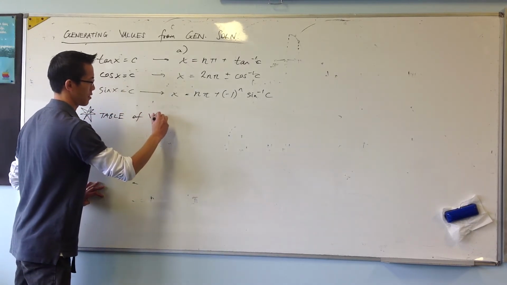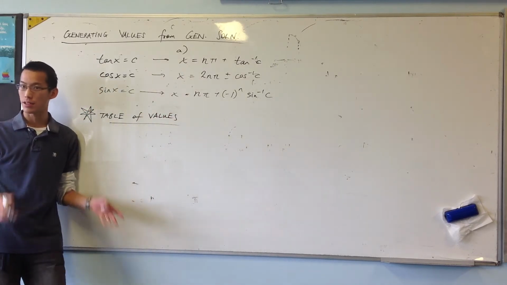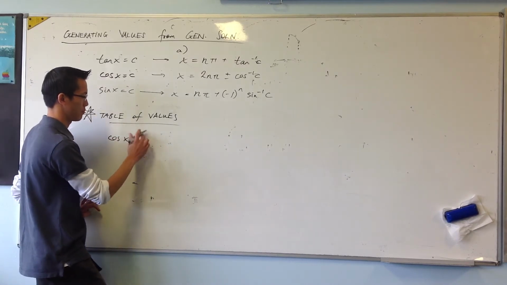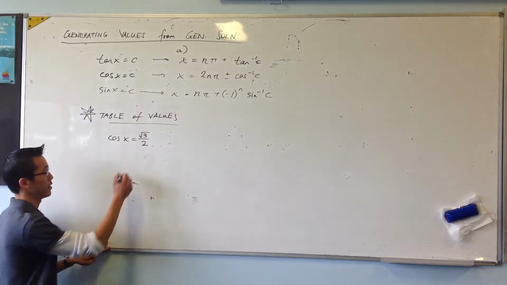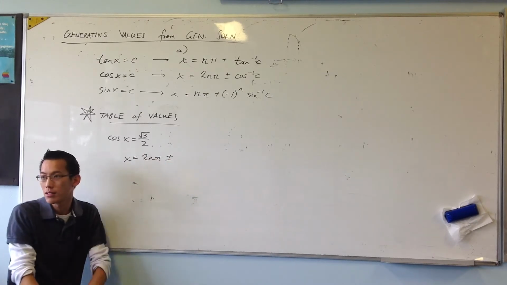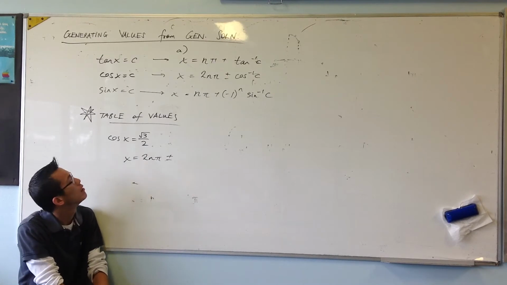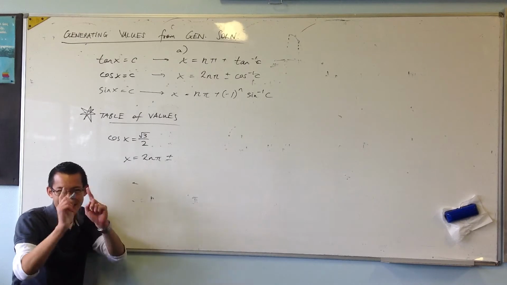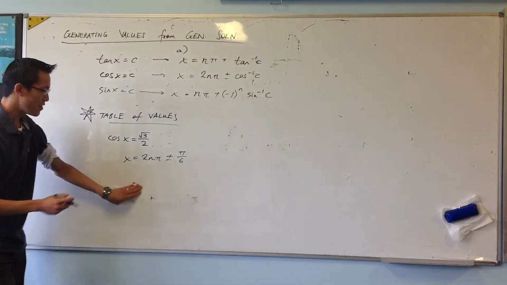So this is just to make sure that you don't miss any solutions. Okay, so let's just take a simple one. Let's go cos x is equal to root 3 on 2. The general solution for this, x is equal to 2n pi plus or minus what? Pi on... Is it pi on 6 or is it pi on 3? It's 6. Okay, so there's our general solution.